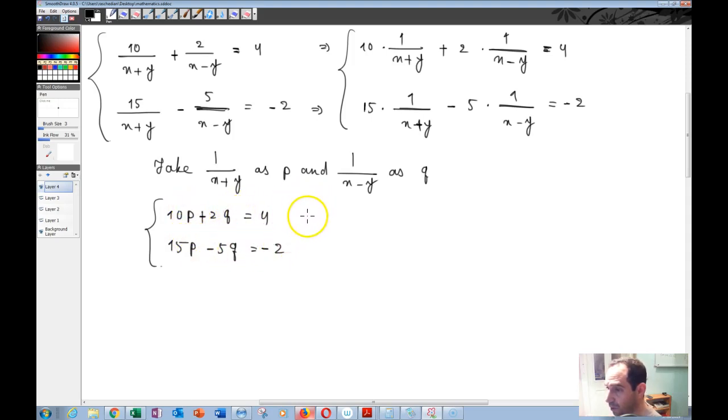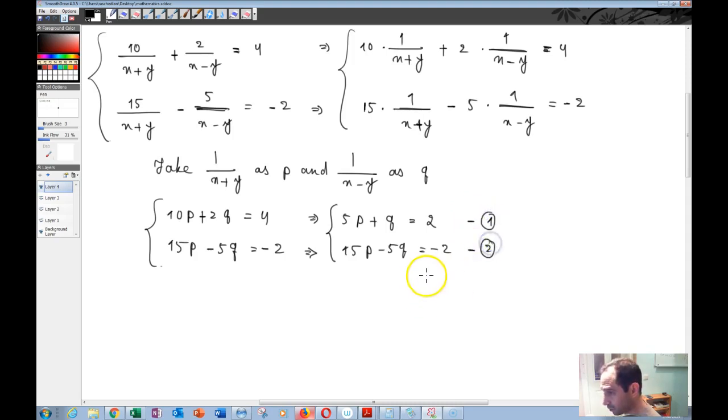For example, divide everything by 2 here, so you get 5p plus q is equal to 2. So 10p divided by 2 is equal to 5p, 2q divided by 2 is equal to q, and 4 divided by 2 is equal to 2. And here I write the same thing, 15p minus 5q is equal to negative 2. And now I can take this as equation number 1 and this as equation number 2.